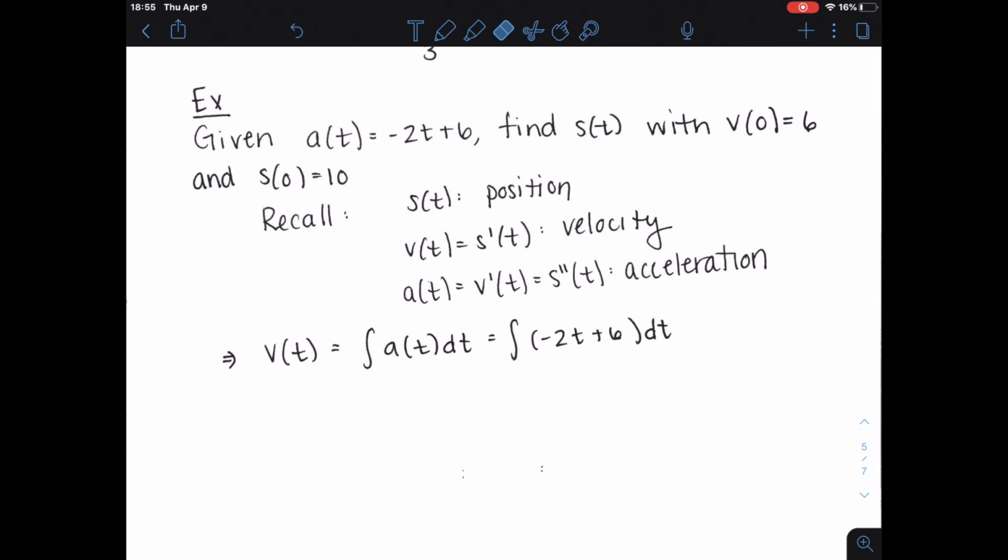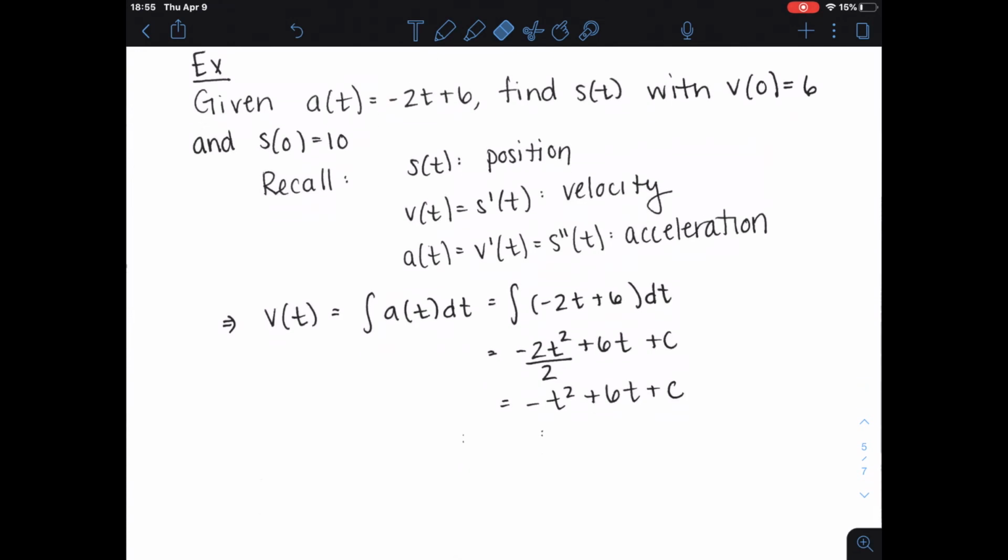So I want to integrate negative 2t plus 6, which is just going to be reversing our power rule. So you get negative 2t squared over 2 plus 6t plus c. And that simplifies nicely to negative t squared plus 6t plus c.